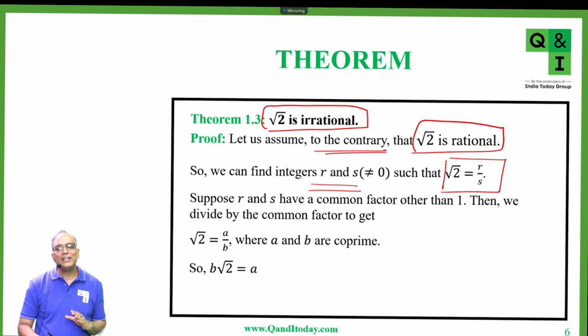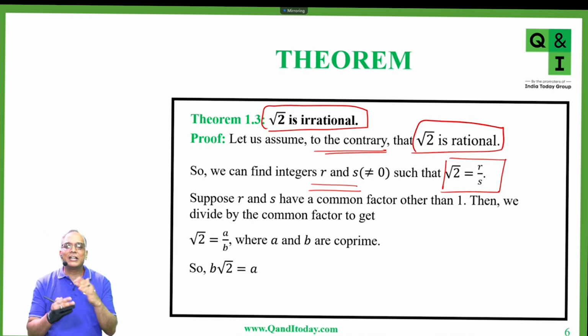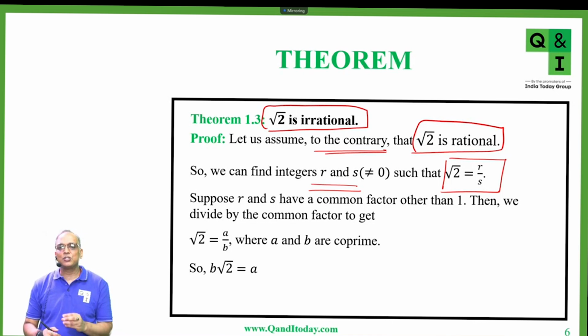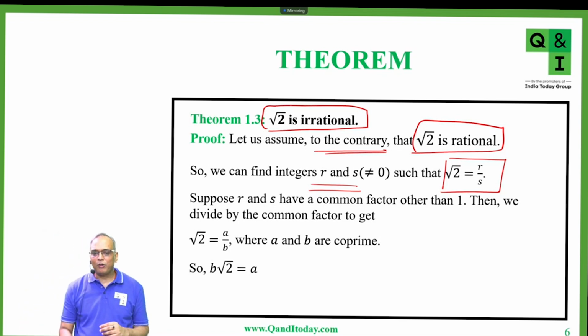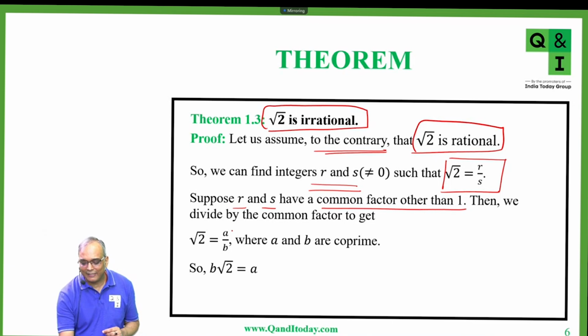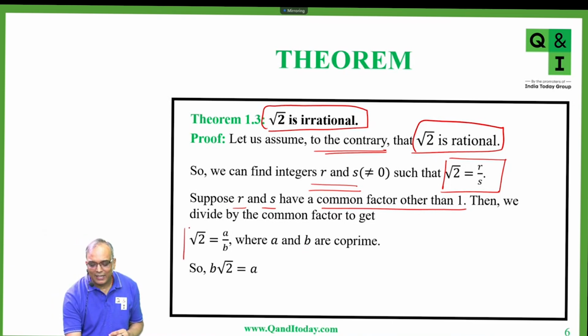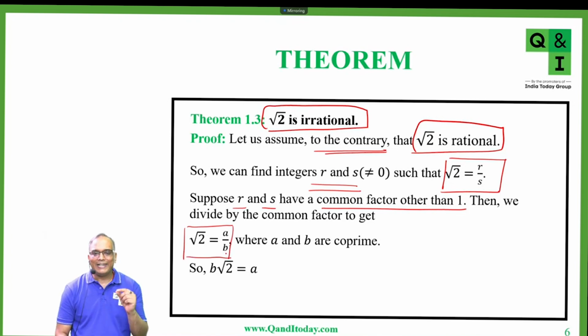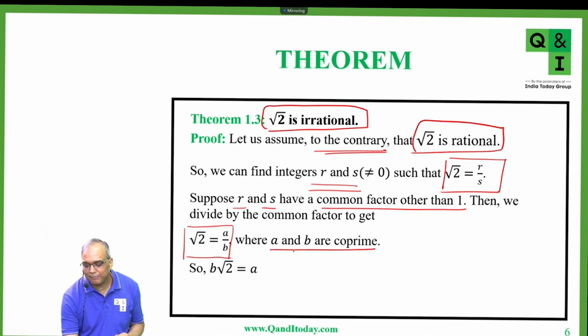Now, in any ratio, when you have removed the common factor by cancelling the common factor between r and s, it reduces to the simplest form of rational number. So let's say the simplest form of the rational number is a by b. Suppose r and s have a common factor other than 1, then we divide both r and s by the common factor to get another rational number in simplest form, which is a by b. So let root 2 be a by b, where a and b are co-prime.